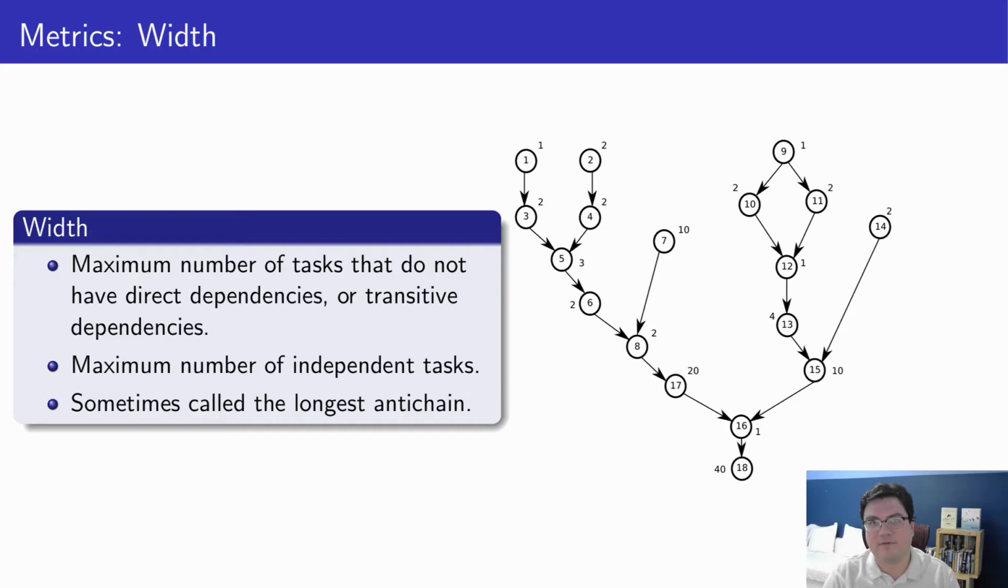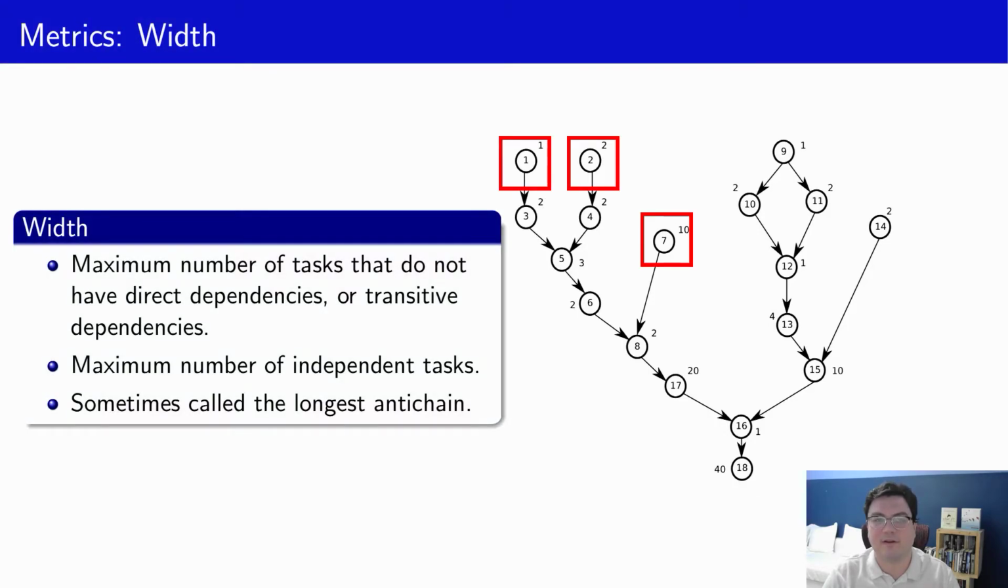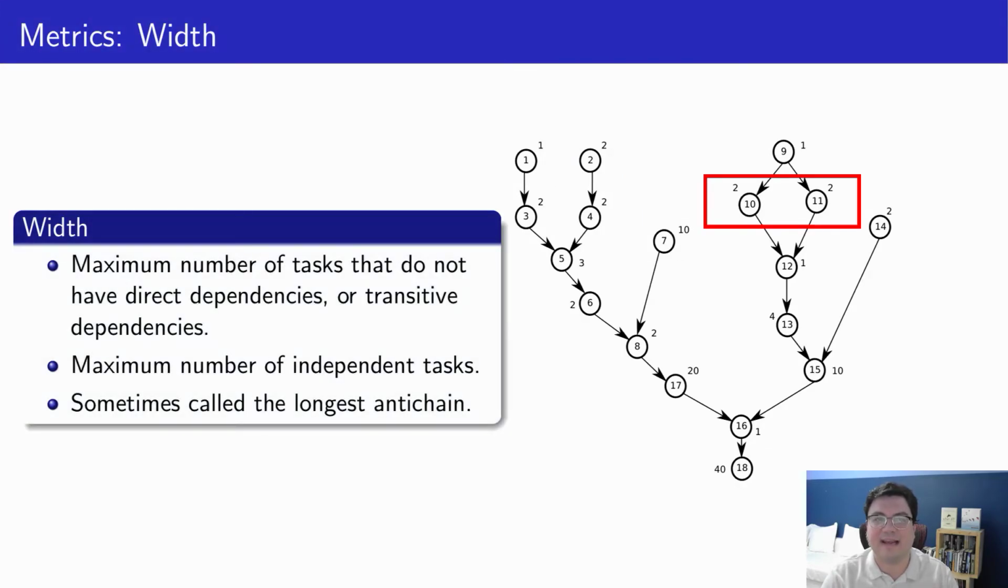The width of the graph of dependencies is the maximum number of tasks that do not have any dependencies between any of them. For instance, tasks 1, 2, and 7 do not have any dependencies between any of them. Therefore, the width of the graph is at least 3. Note that tasks 10 and 11 are also independent tasks. They have common predecessors, they have common successors, but there is no path from 10 to 11 or from 11 to 10, and that makes tasks 10 and 11 independent.